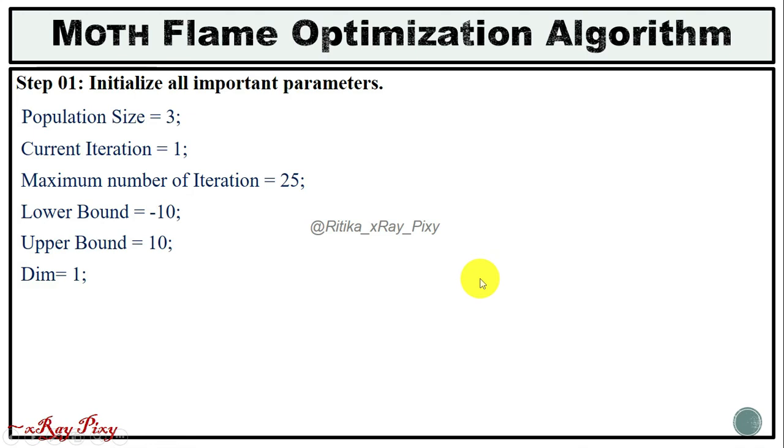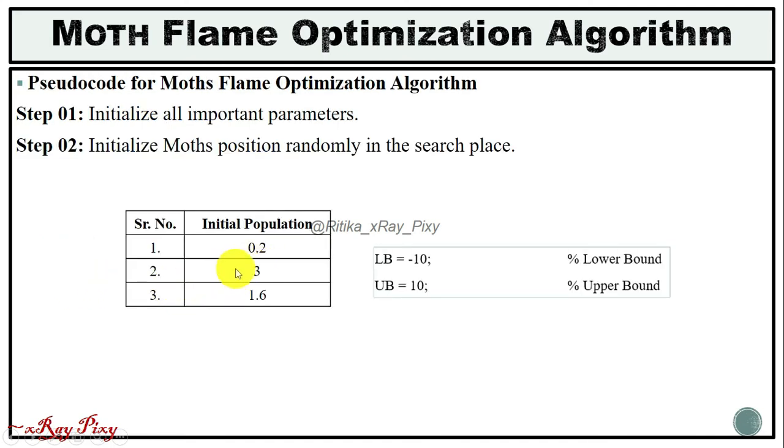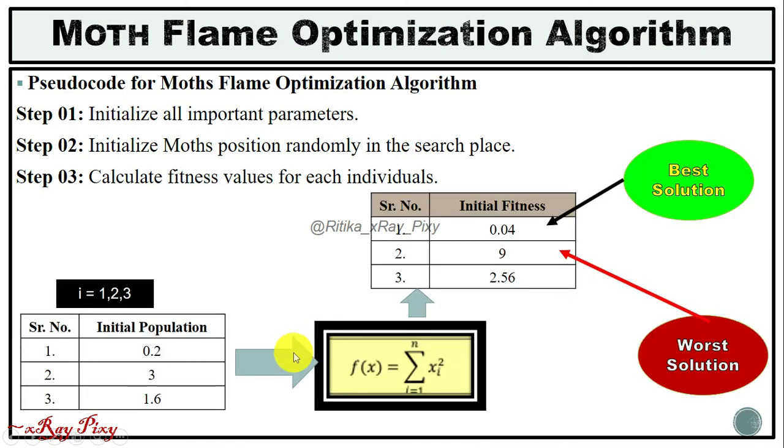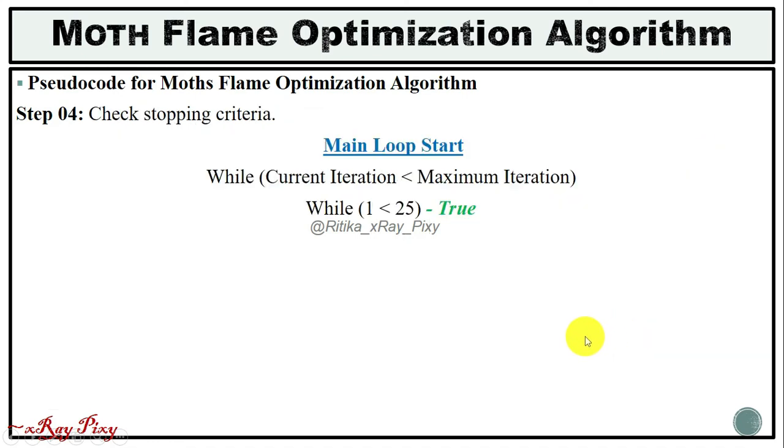First we will initialize all the important parameters: population size, current iteration, maximum number of iterations, lower bound, upper bound, and decision variables. Suppose this is the initial population, and you can see all the values are within the bounds. Now using a fitness function, we can calculate the fitness value for each individual in the current population, and then select the best and worst solutions. Best means minimum value, worst means maximum value.